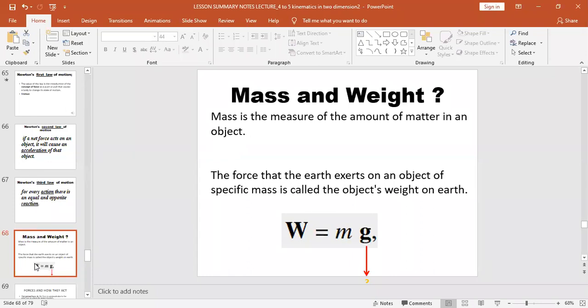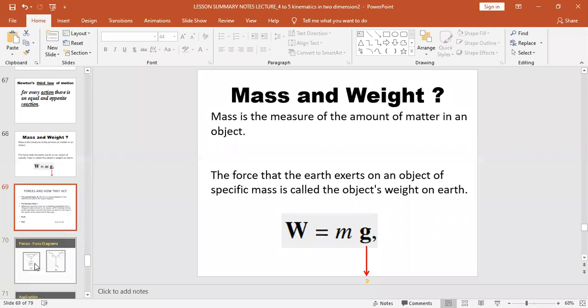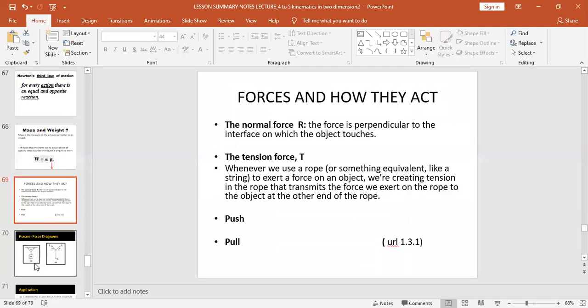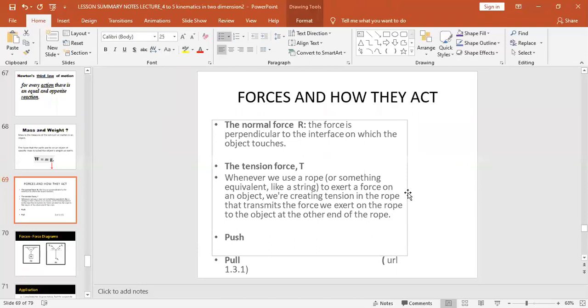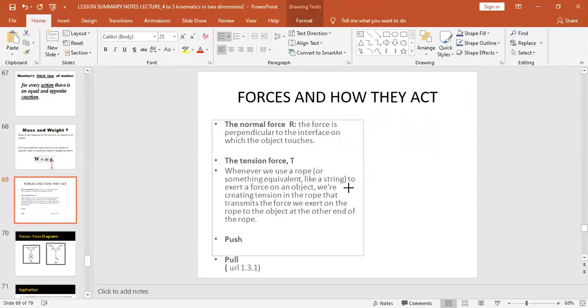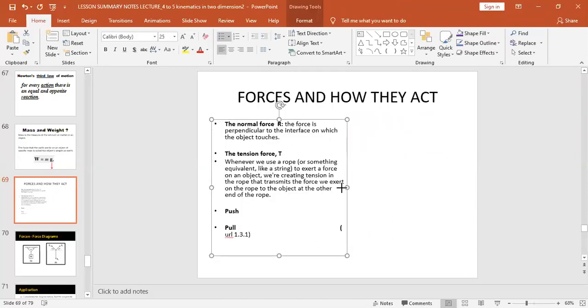Then again, because weight is a vector quantity, the direction of weight always acts where? Downwards, in the direction of the acceleration due to gravity. Then we also have what we call the normal reaction and the tensional forces. I'm going to squeeze this a bit so that I can draw some diagrams. So let me put this here.